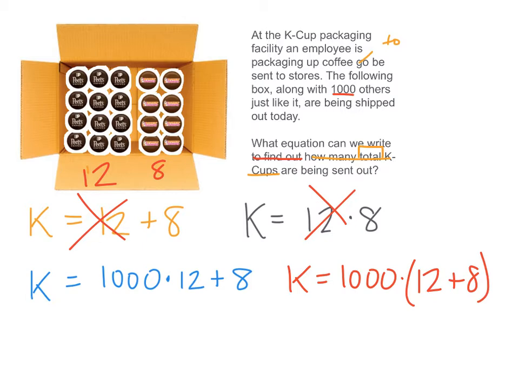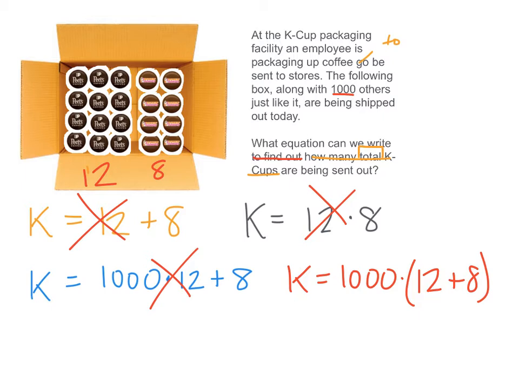Close. In fact, it's very close. But here's the issue. Think about order of operations. When you set up this equation, you're taking 1,000 times 12, right? Sure, it's good. But if there's 1,000 Peet's going out, what about the Dunkin'? If you set it up this way, you're only taking 1,000 times 12, not the 8. That would be 12,000 Peet's, but only 8 Dunkin's going out. So that's not going to work. So that brings us to our last one.